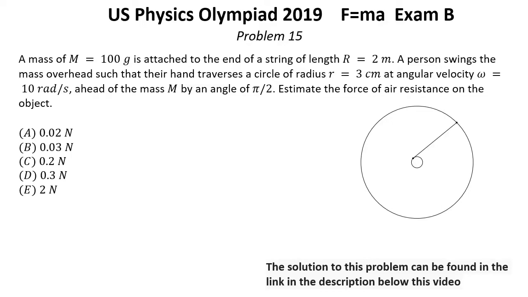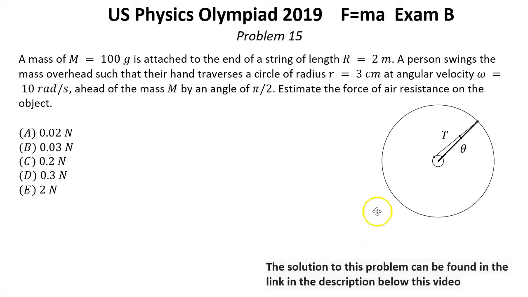Solution for problem number 15. Let's draw a free-body diagram for this process. On this picture we have tension in the string T, and the angle between the string and the big radius is theta. It means that this tension in this direction must be compensated by the force of air resistance, and we can count it.